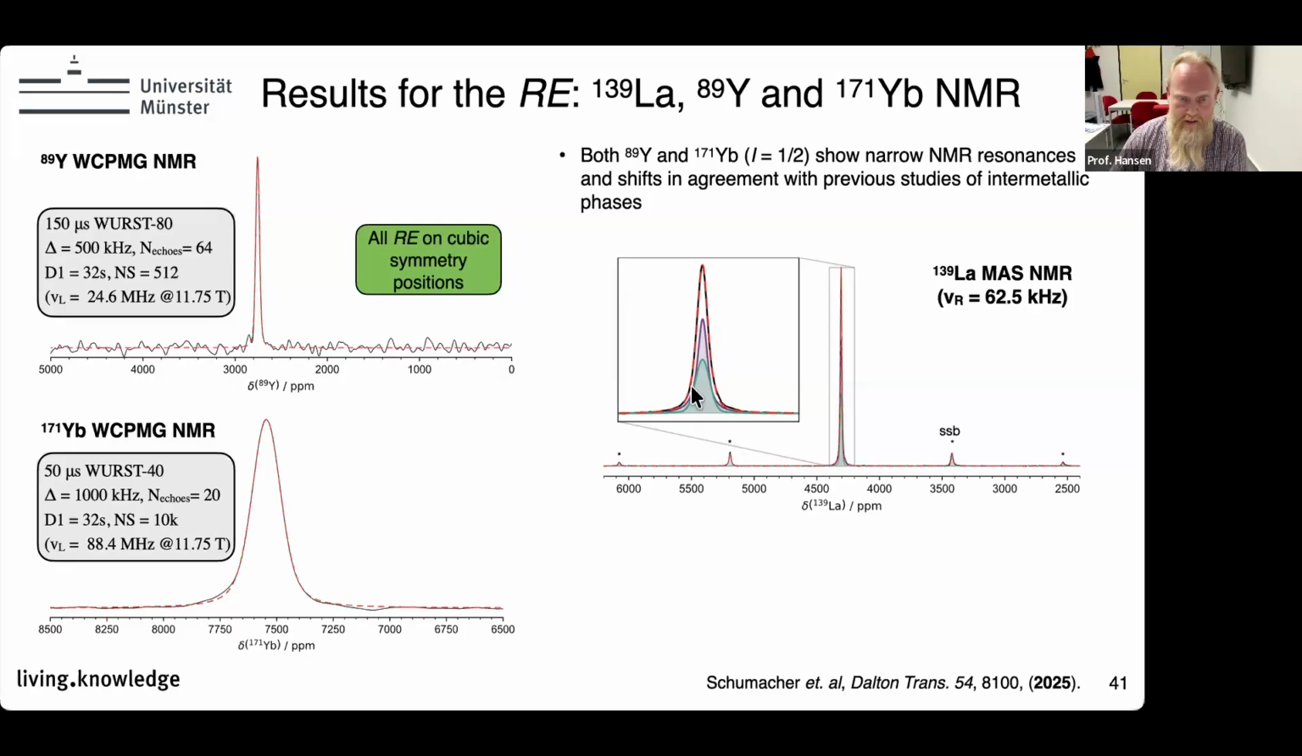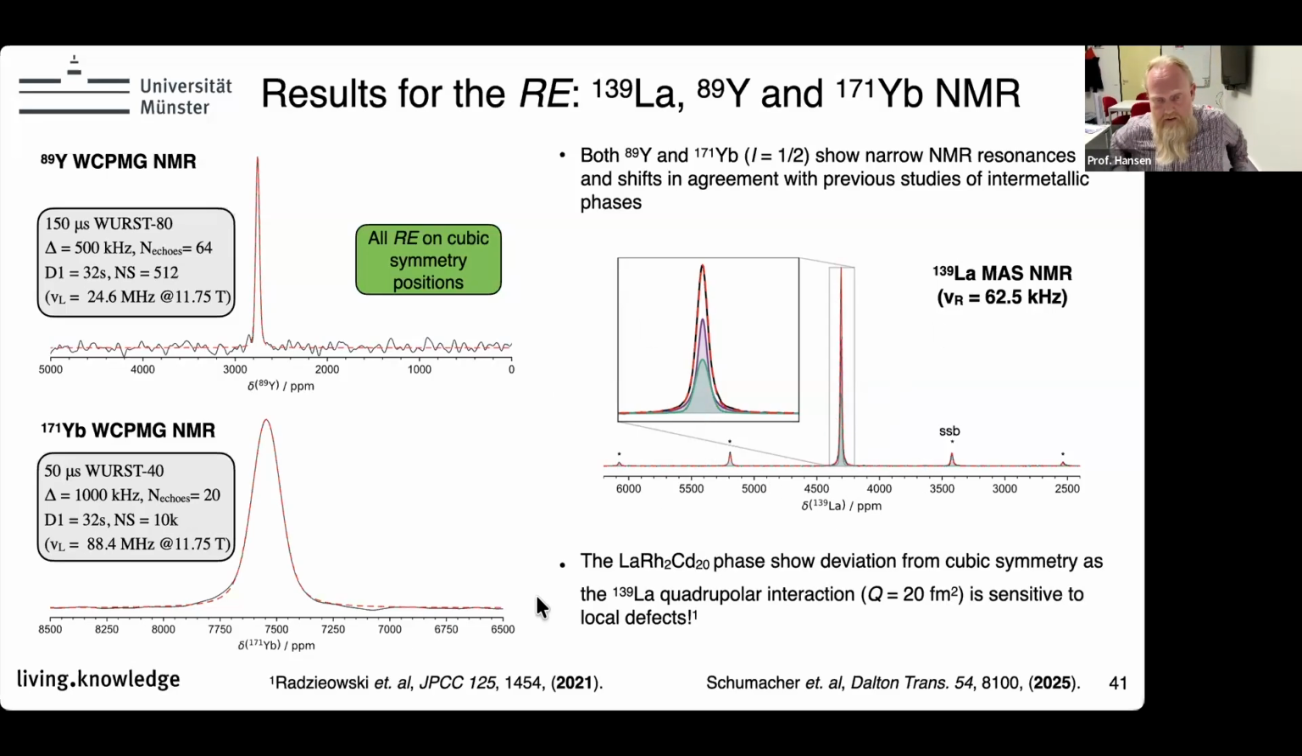We also quantify this by simulating an overlap between an isotropic signal and a quadrupolar pattern here. This is something that we also did for antimony some years ago. And of course, this is because the quadrupolar interaction is much more sensitive, because of the quadrupolar moment of the nucleus, to the environment. So it's sensitive to local defects.